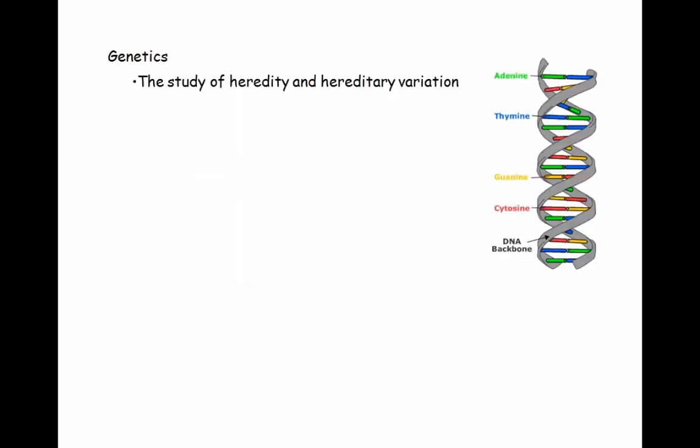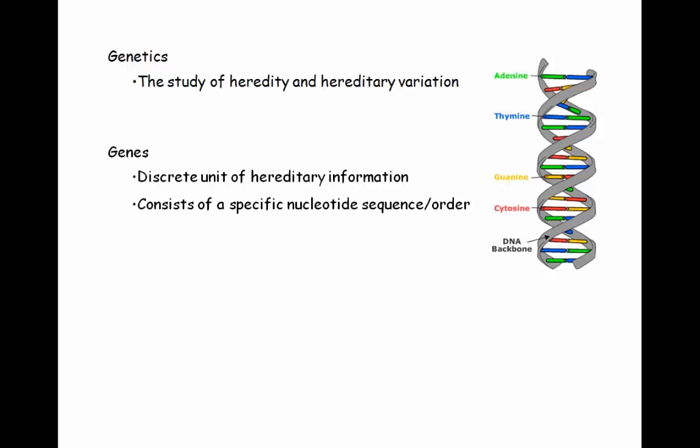Now, as we begin to talk about sexual reproduction, it's important to introduce the concept of genetics. Genetics is defined as the study of heredity and hereditary variation. These are things that are passed on from parents to their offspring, so these would be passed on in the form of the egg and the sperm. Now, specifically, what we're inheriting in those cases are genes.